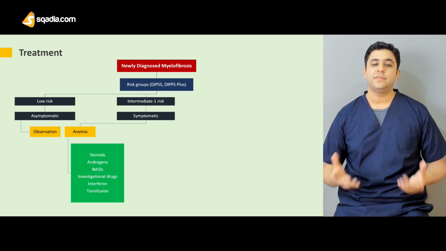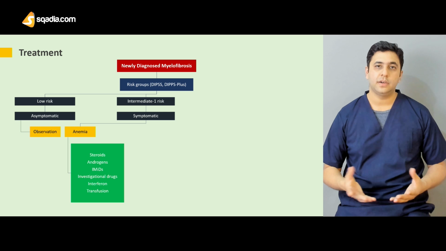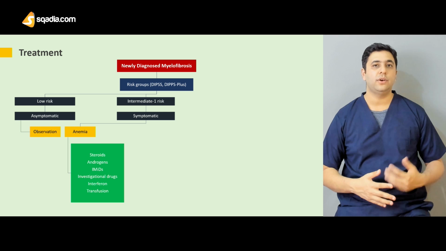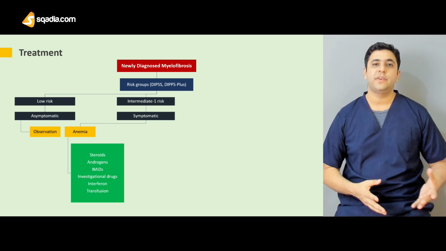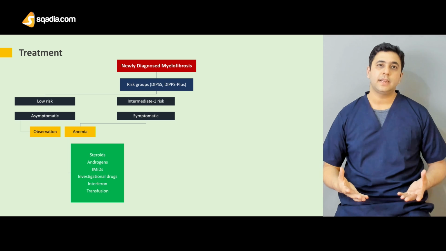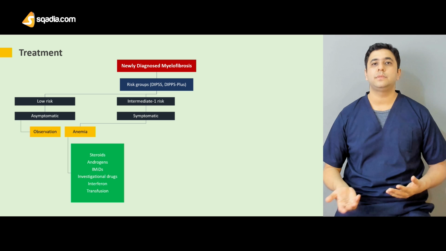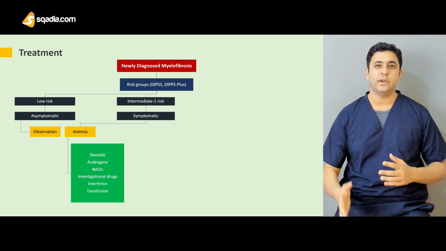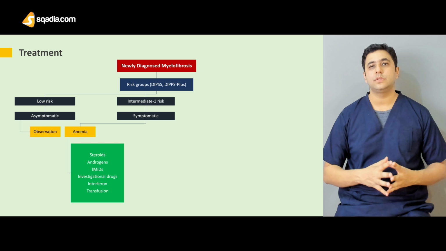If even after trying various types of medicines, the anemia doesn't go away or it is troublesome for the patients, then the final option we are left with is transfusion therapy. So we transfuse the patient and that patient develops transfusion-dependent anemia. There is periodic transfusion depending on the hemoglobin levels of the patient.